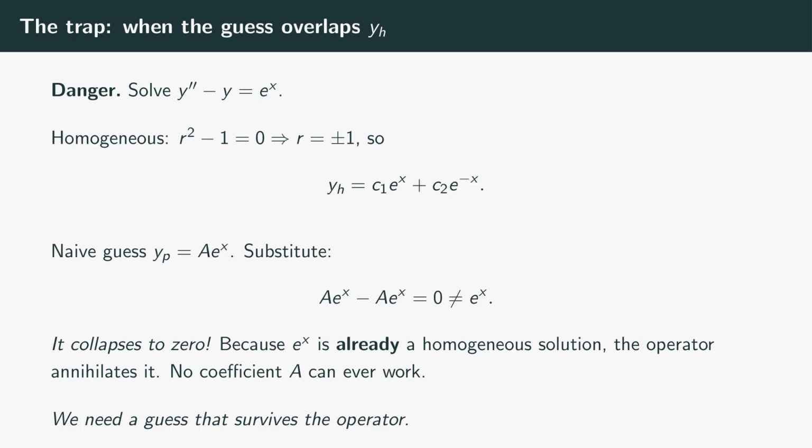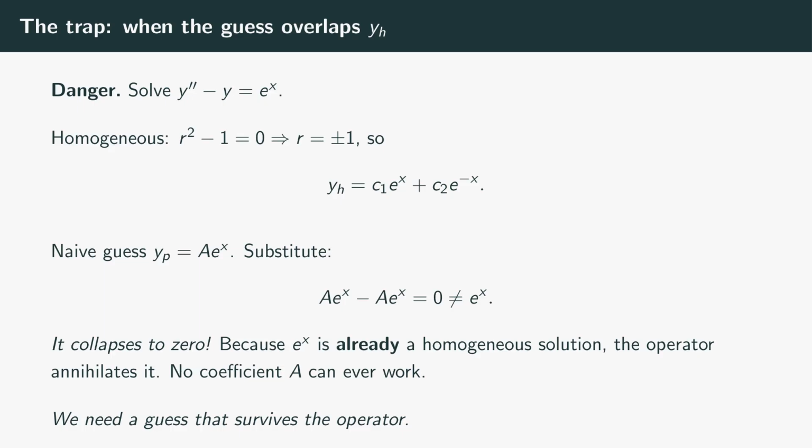Following the table, you would guess yp equals a e^x. But substitute it. The second derivative gives a e^x, and subtracting y, which is also a e^x, gives 0. The whole left side collapses to 0, which can never equal e^x. No value of a works.